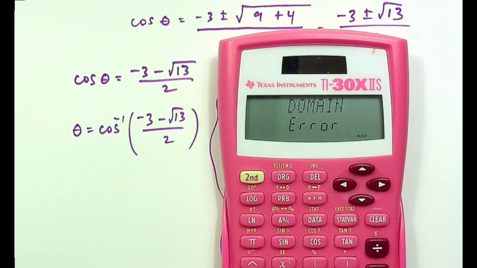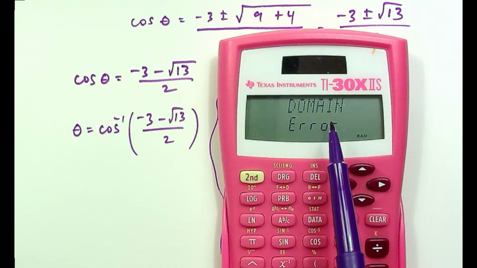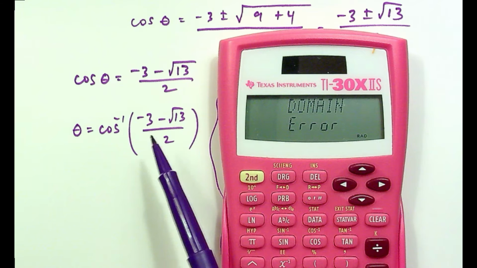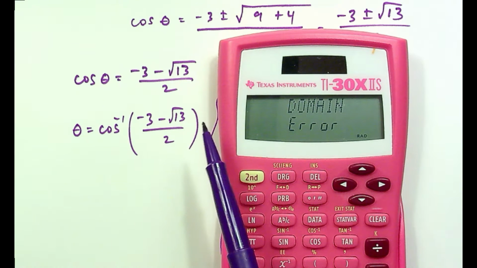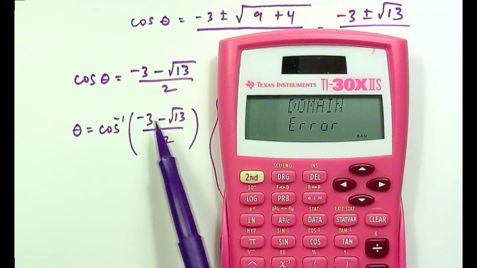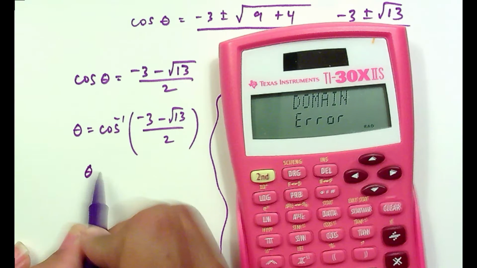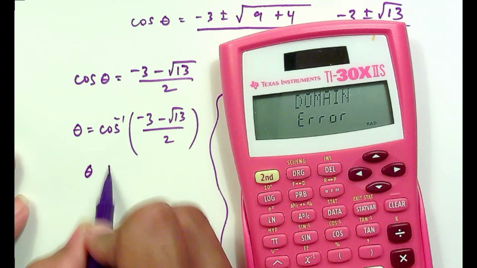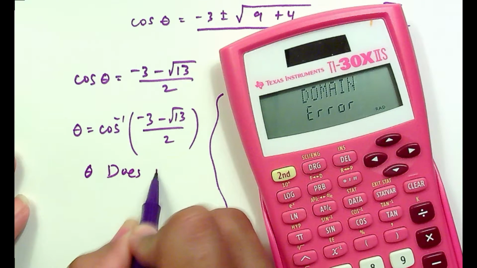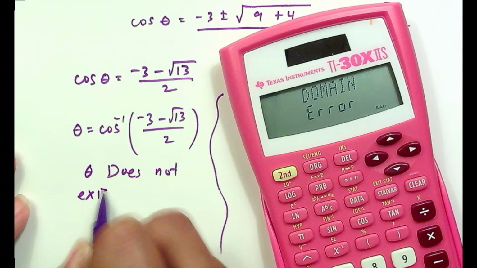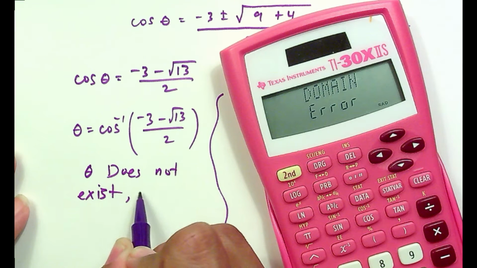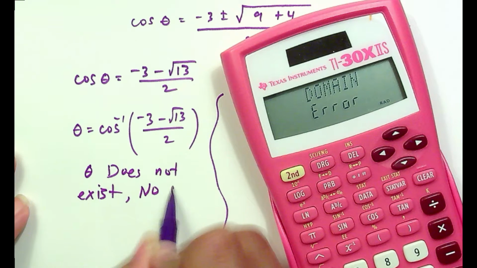And look at that. It says error, domain error. Domain error means that we entered something into the function that is not in the domain. This here is not part of the domain. All right, so this means there's no solution. It does not exist. In other words, no solution.